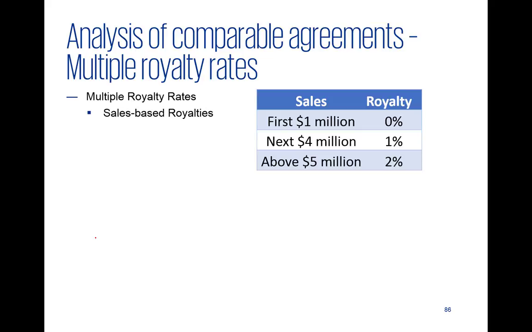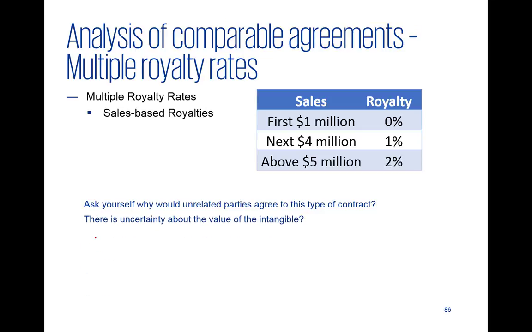If this is the case, you want to ask yourself why. Why would 2 unrelated parties agree to this type of contract? And in all likelihood, it's going to have something to do with, is there some degree of uncertainty about the value of the intangible, which would be a reasonable thing to be wondering about.